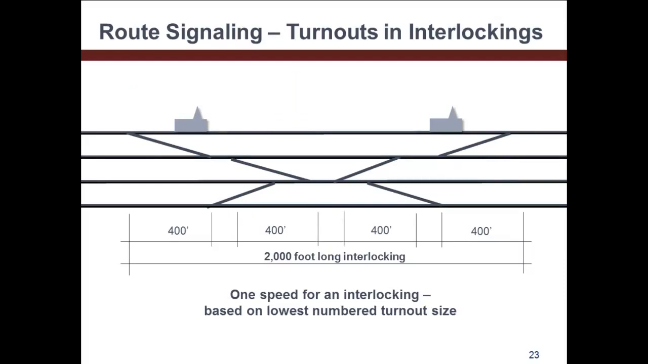So this example is of a 4-track universal crossover. It's a complex interlocking in which multiple turnout sizes can be used. In route signaling, while turnout sizes in an interlocking may vary, only one speed for the interlocking is given in the employee's timetable. That speed is dictated by the lowest numbered or size turnout in the interlocking. So if you have a number 10 turnout, the speed of the whole interlocking is limited to 15 miles an hour. So why is only one speed given?